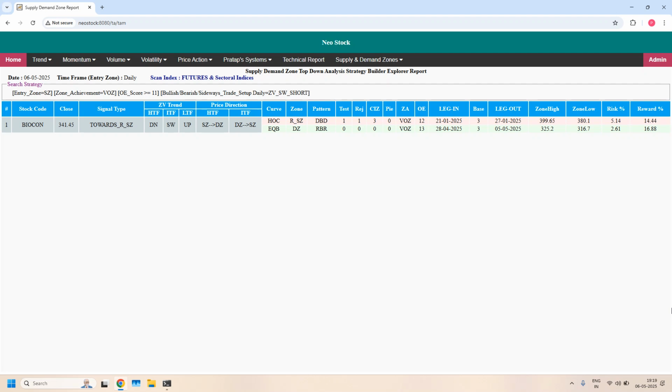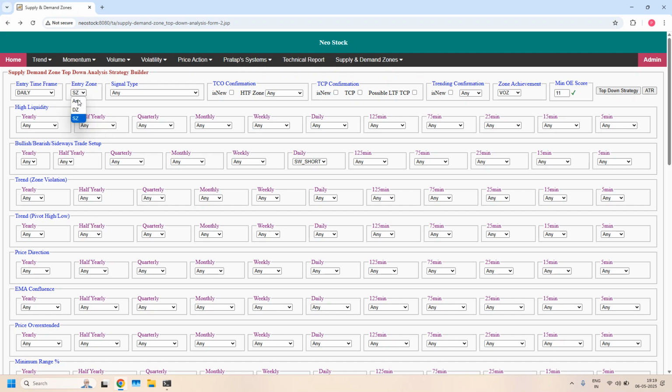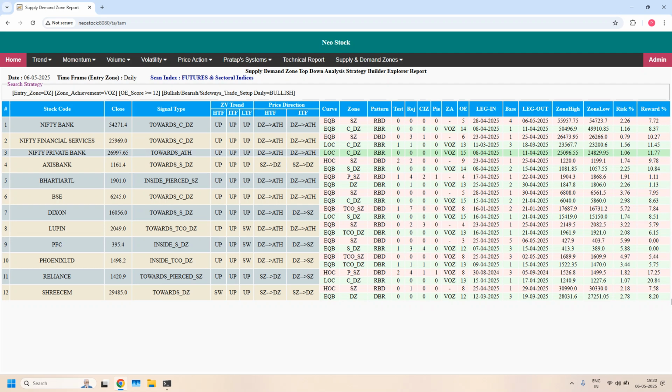Okay, next bullish trade setup for monthly income trade. Entry zone, demand zone, and here daily I am selecting bullish, and a minimum odd enhanced score should be 12, and remaining filter same. Let's filter. We got 12 stocks bullish trade setup. Among these 12 high probability trade setups, let us generate based on this zone confluence.